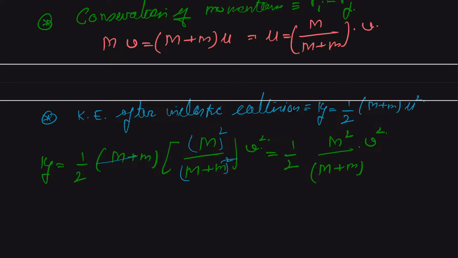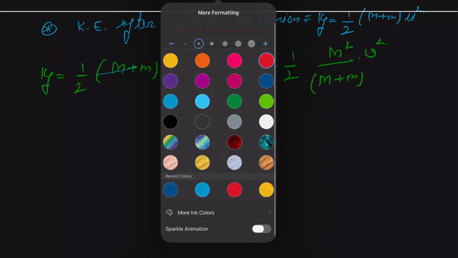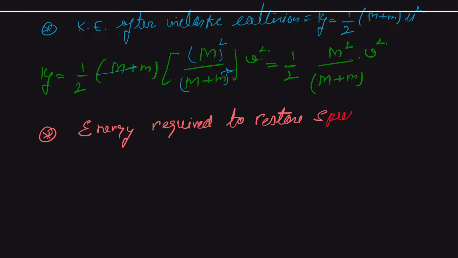Now we have to make sure that our speed is restored to v. Okay. So we need that speed should be back to v. So we can write energy required to restore speed to v.